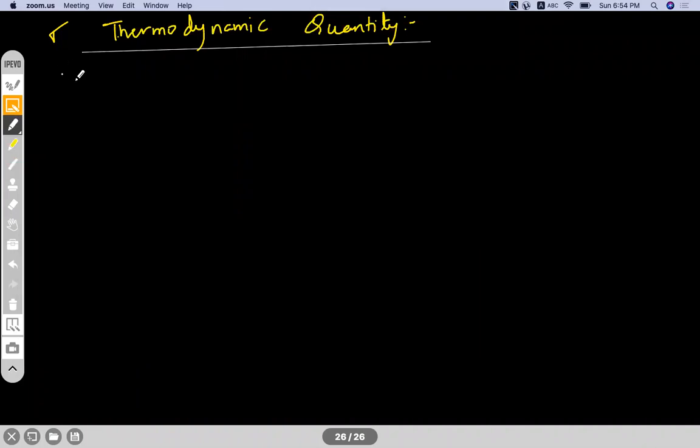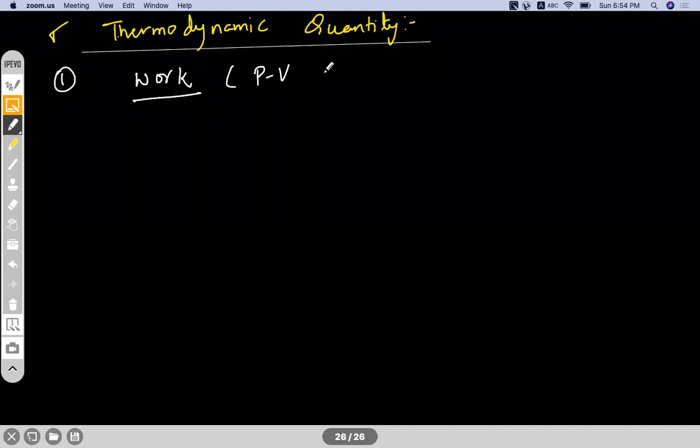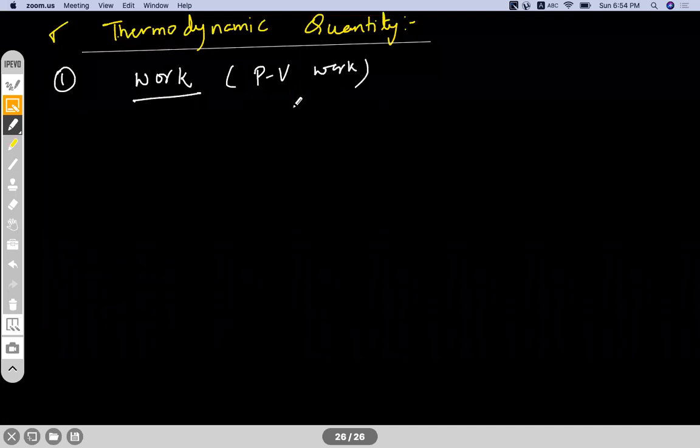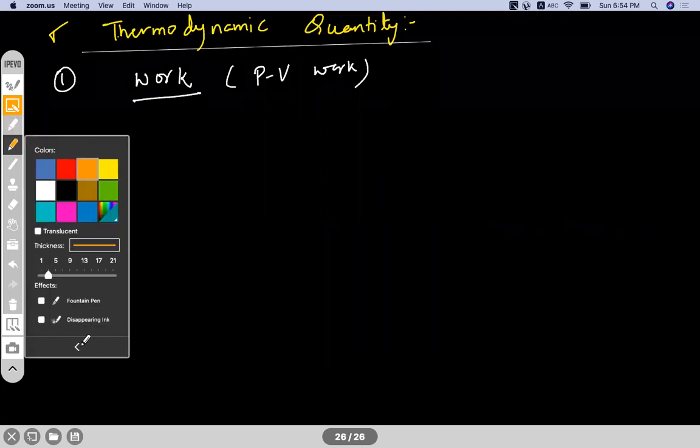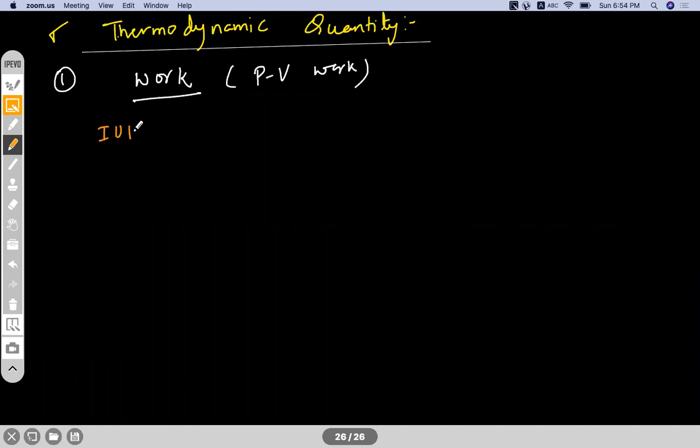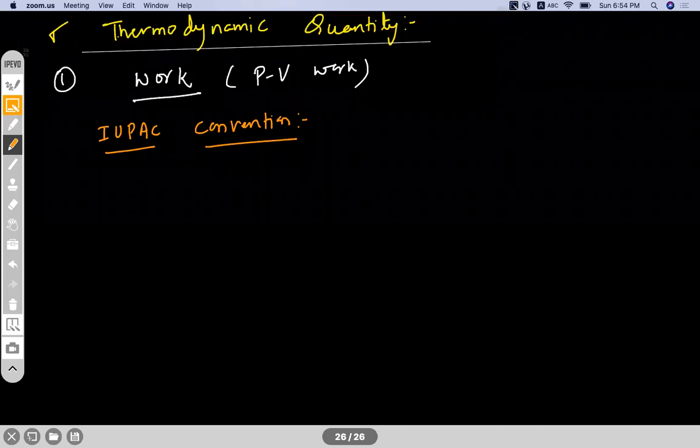First one is work. Generally, we are discussing PV work, pressure-volume work. For this, first of all, we have an IUPAC convention. This you need to memorize. What is this convention? Work done on the system is always positive.